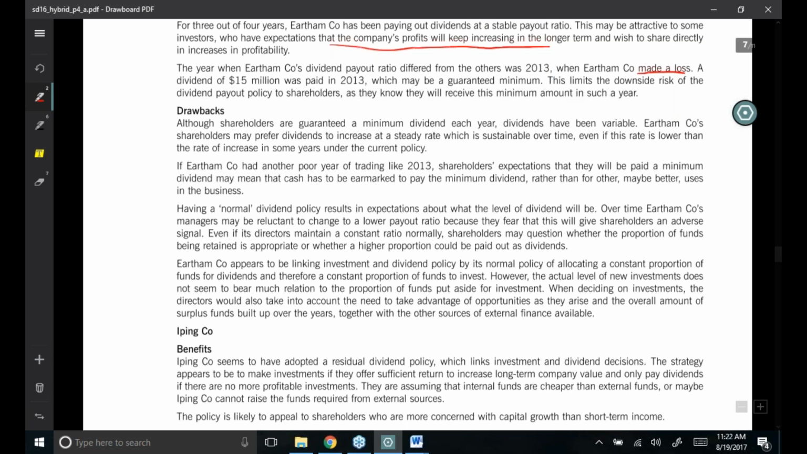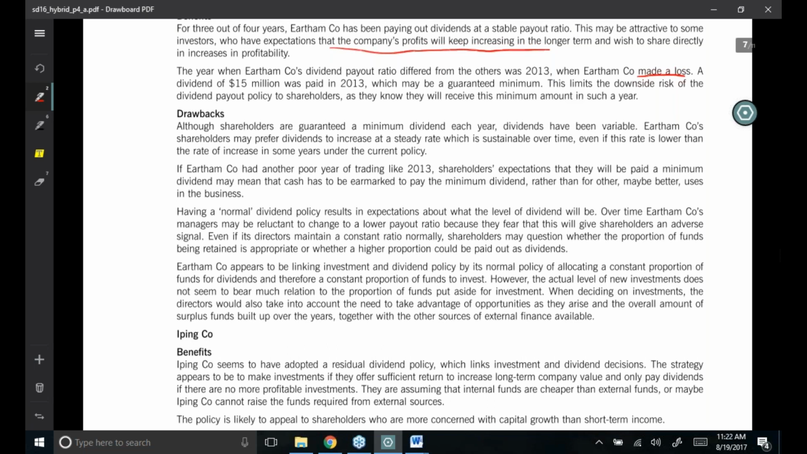Having a normal dividend policy results in expectations about what the level of dividend will be. Over time, company managers may be reluctant to change to a lower payout ratio because they fear this will give shareholders an adverse signal. If in any year you change the minimum dividend policy that you have maintained, the 15 million, if you change this in the future, you will disturb the expectation of the shareholders.